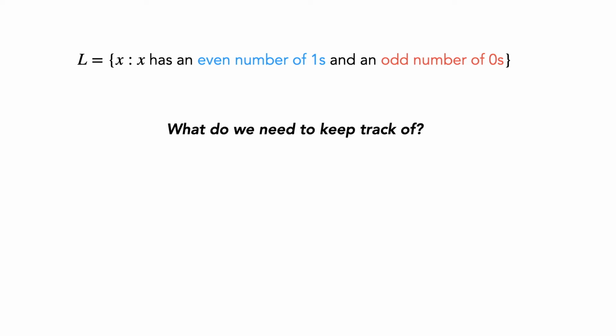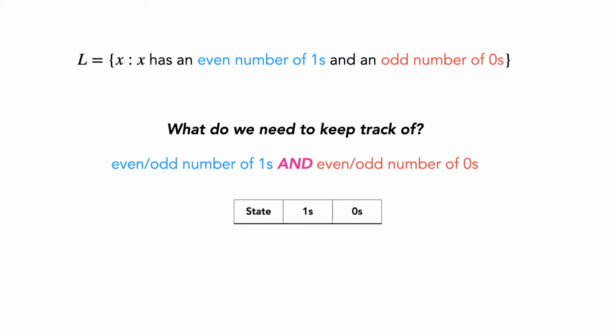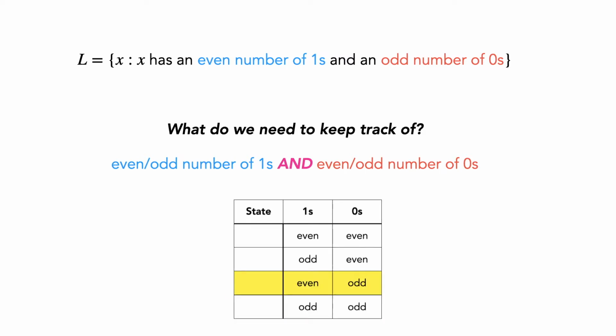So I think that this language is pretty clear that we need to keep track of both an even and odd number of ones, and then also the even and oddness of zeros. And we need to keep track of both of these, so I can make this little table over here and fill out these 4 rows, since we have even and odd for both ones and zeros. And then you'll see we have 4 different things over here, and as I was saying earlier, we can relate these to 4 different states. So we have Q0 through Q3.